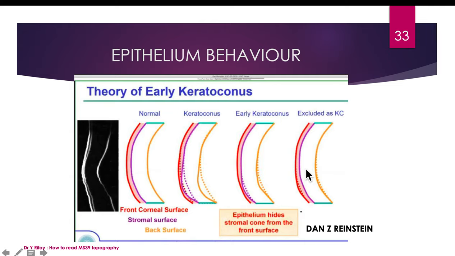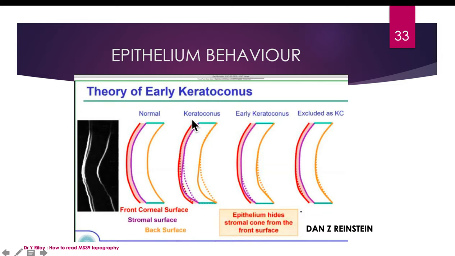And sometimes we will have some steepening in topography, but it is only a thickening of the epithelium. It's epithelial hyperplasia, and we will find in the epithelium a thickening in the steepest area that will exclude the keratoconus.